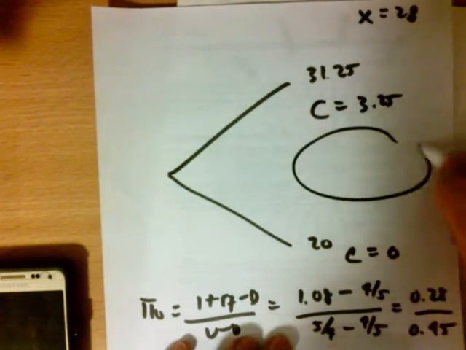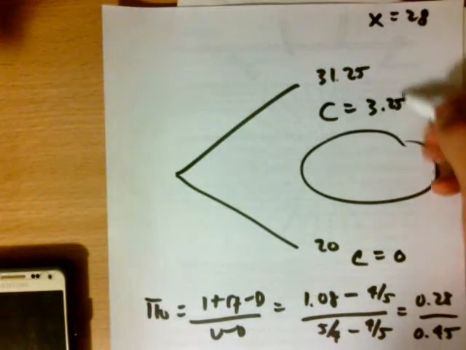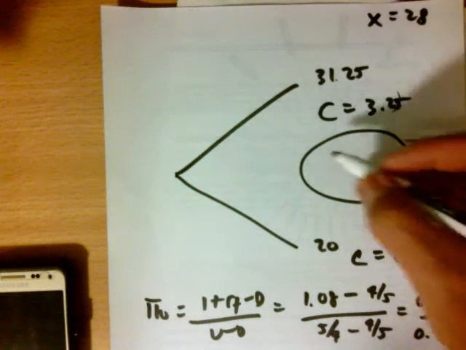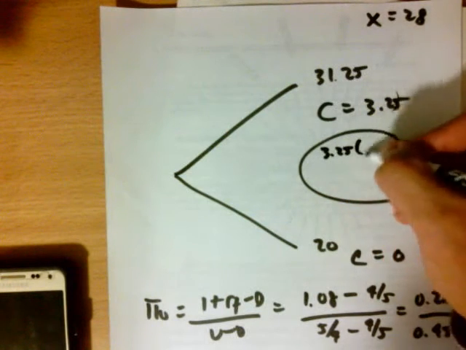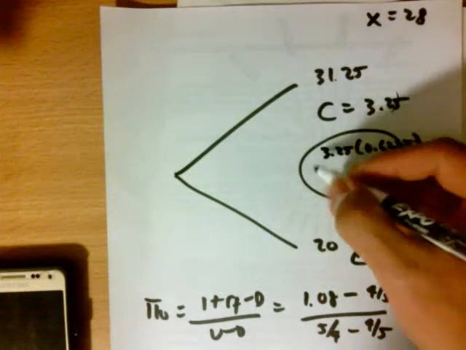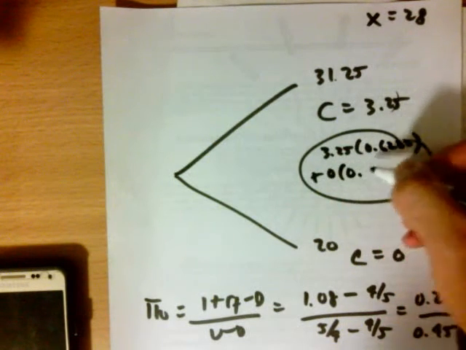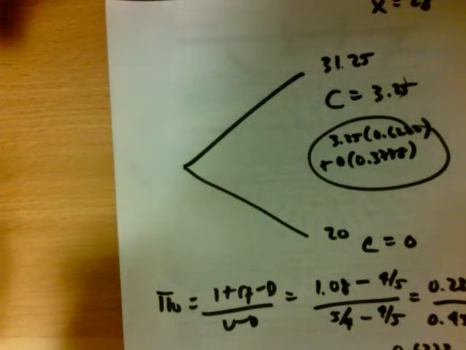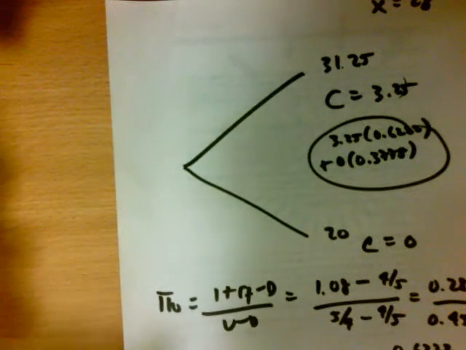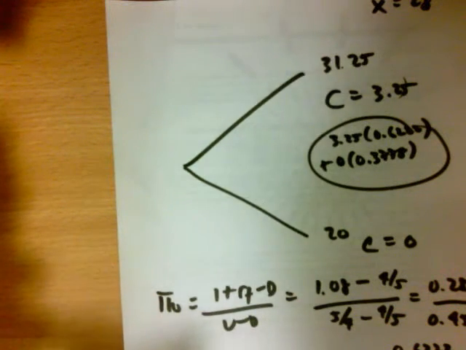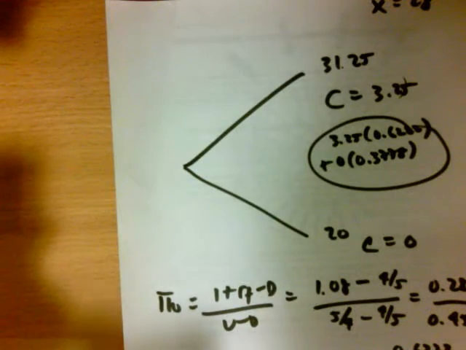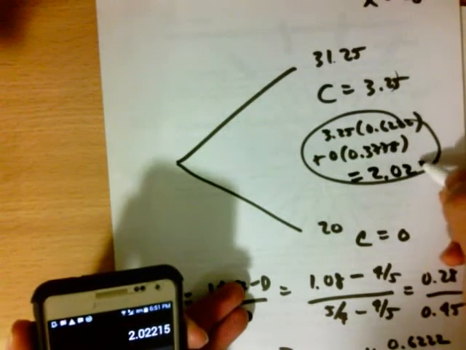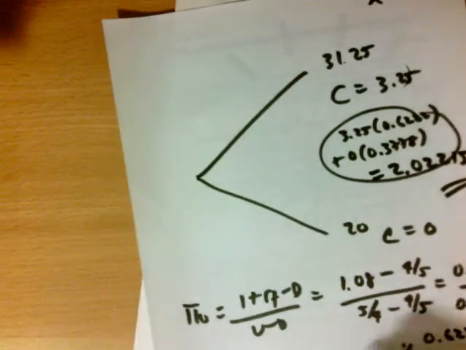Okay? So what is the expected value there? Multiply the probability up times 3.25 plus probability down times 0. So that's going to be 3.25 times 0.6222 plus 0 times 0.3778. Okay, and if you calculate it correctly, you should get 3.25 multiplied times 0.6222. You should get 2.02215.